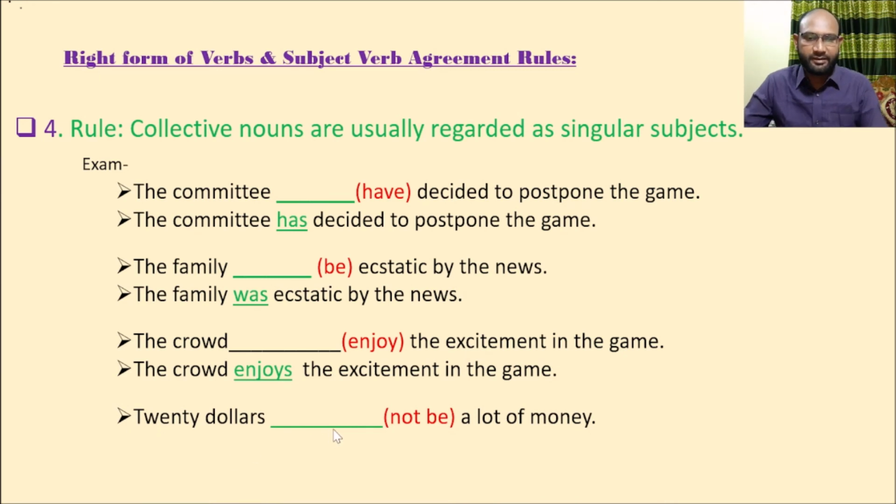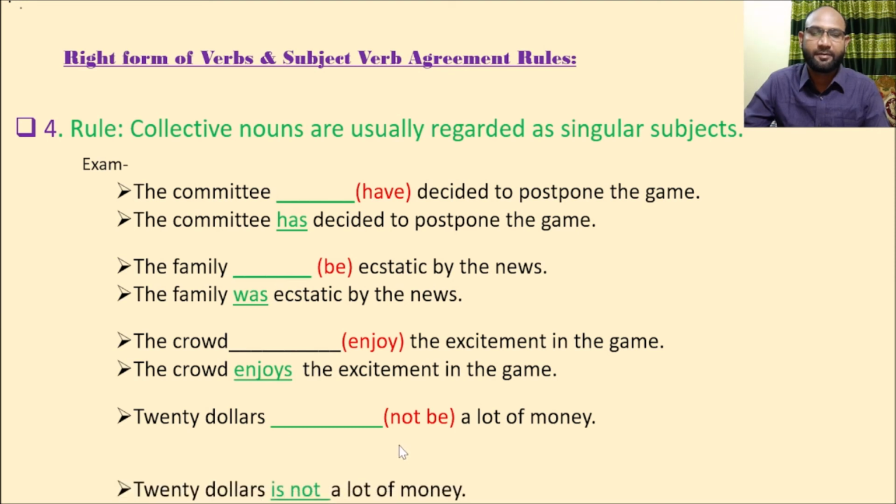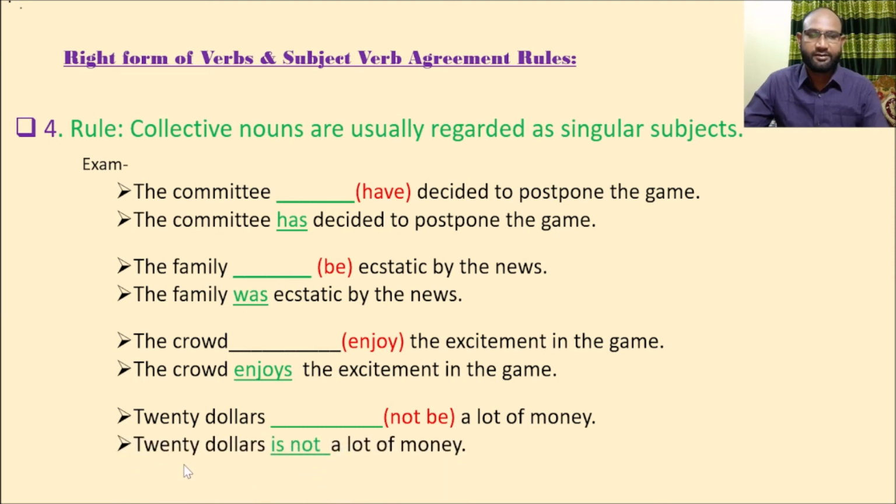Now look at this. $20 dash not be a lot of money. Here $20 is also regarded as a collective noun, and so after this word we will use a singular form of verb. Please look at the solution. $20 is not, we know be equals am, is, are, was, or were, and so we will use here singular is, and we'll add not. $20 is not a lot of money.